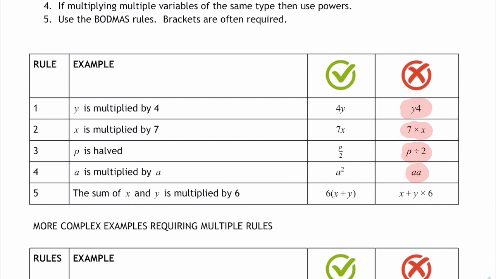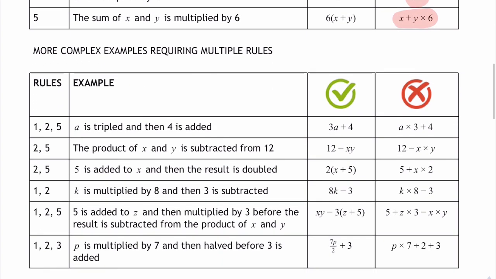And number 5, the sum of x and y is multiplied by 6. So we're going to take x and y, put that in brackets, and then multiply that result by 6. So this here is incorrect for a number of reasons. First of all, we've got that multiplication symbol. And if you think about it, in terms of BODMAS, I'd be multiplying the y by 6 and then adding the x. So clearly that's incorrect. For the next set of examples, we're going to put multiple rules together.